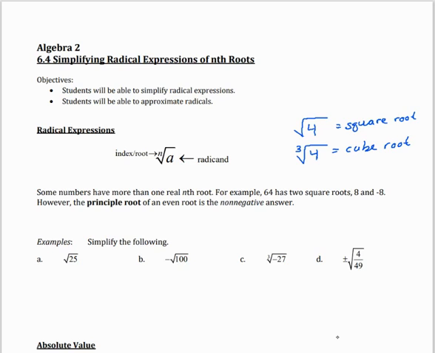I could have a little 4, I could have a 5, a 6, a 7. But whatever that small number is, that's our index or root. And whenever there isn't a number there, we assume it's a 2 for a square root. Inside the radical symbol, we call that the radicand. So it could be a single term like the number 4 that I wrote, or it could have lots of variables and coefficients involved.